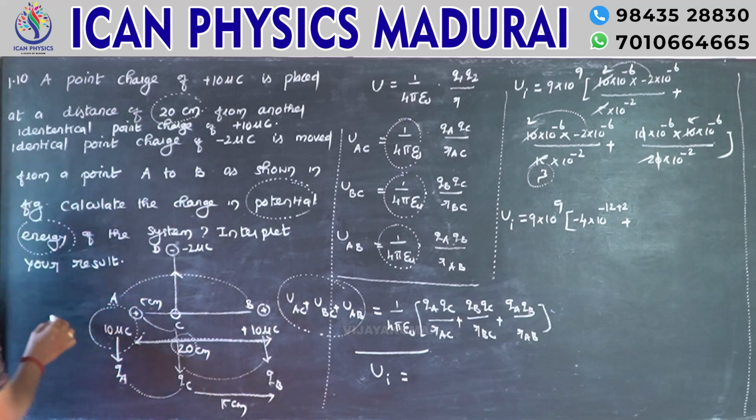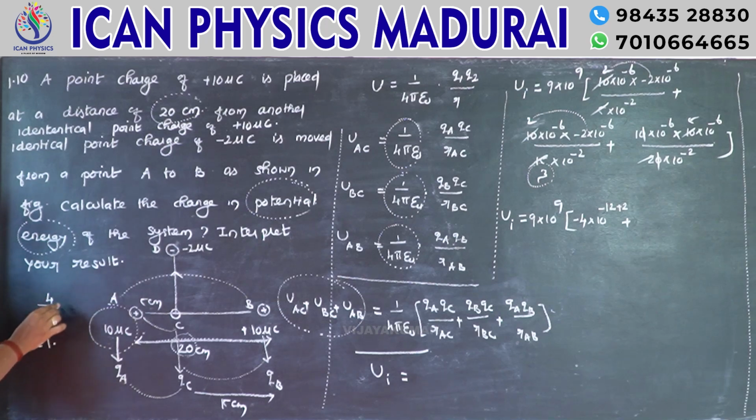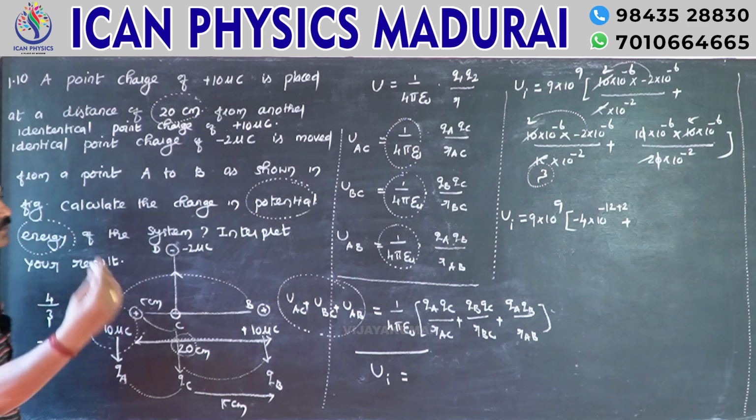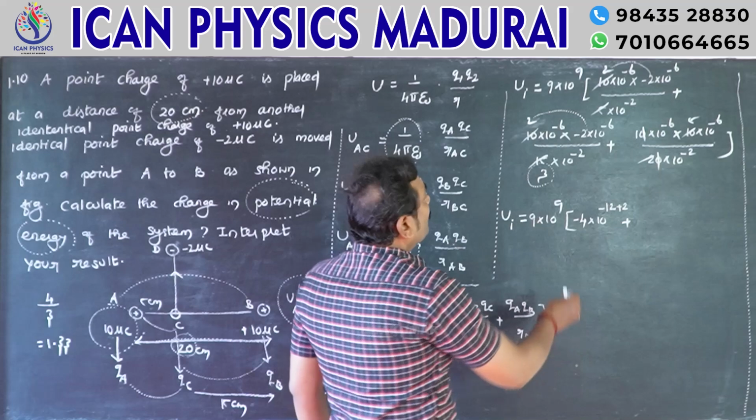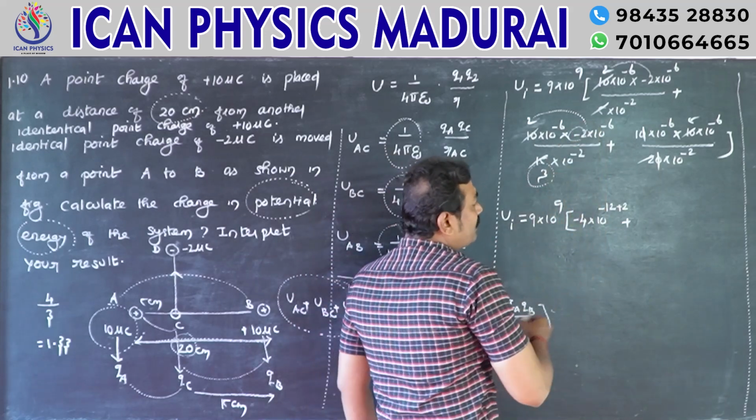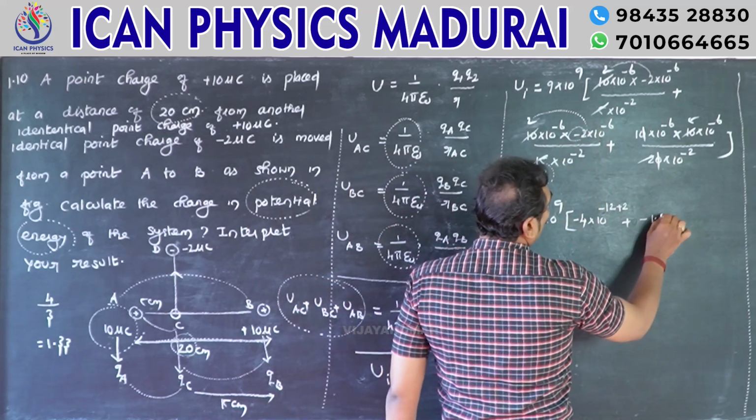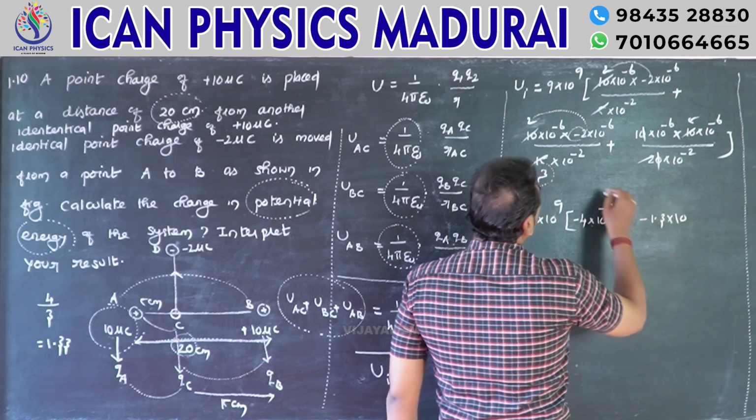So how can we solve? 4 divided by 3. 1 4 is 4, remainder 1, so we put 0. So 10, 3 3s are 9, remainder 1. 3 3s are 9, remainder 1. Like that it goes. So what is the sign here? Minus. So minus 1.3 into 10 to the power.